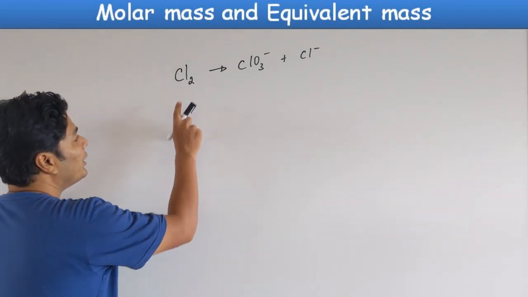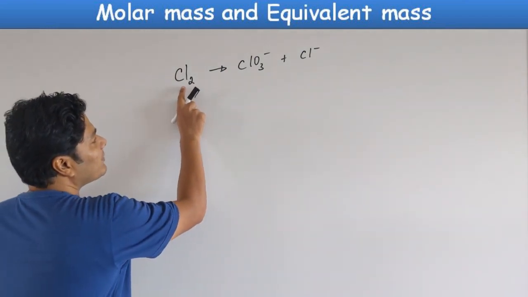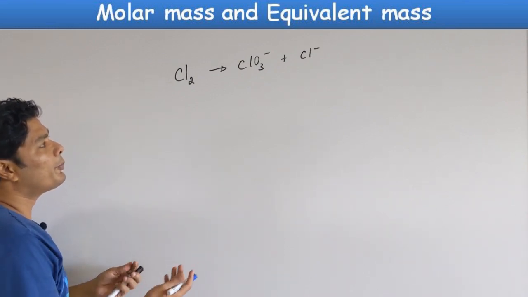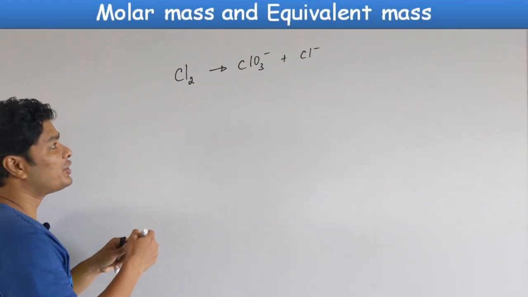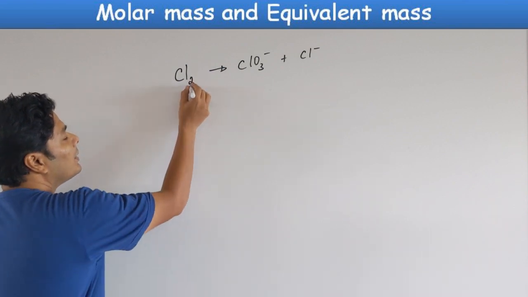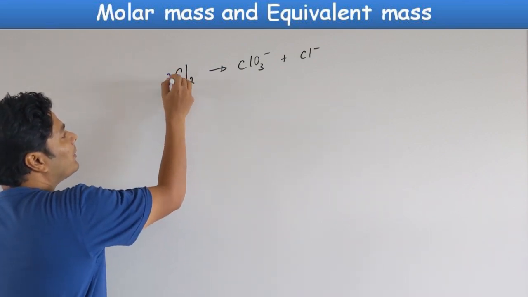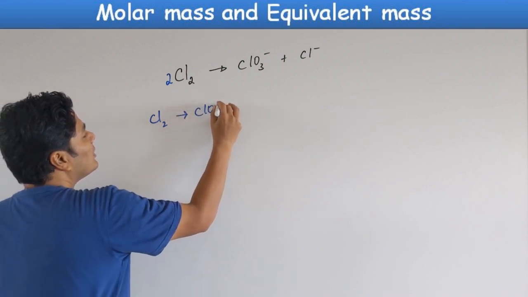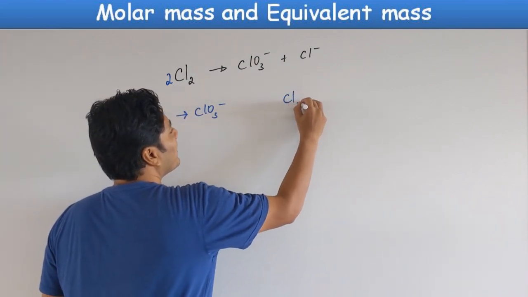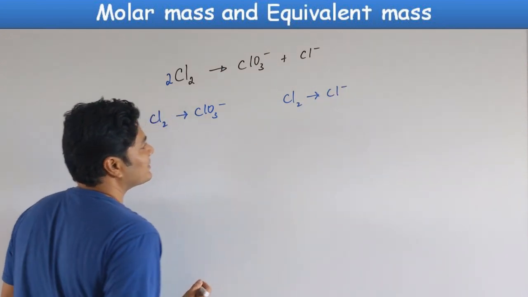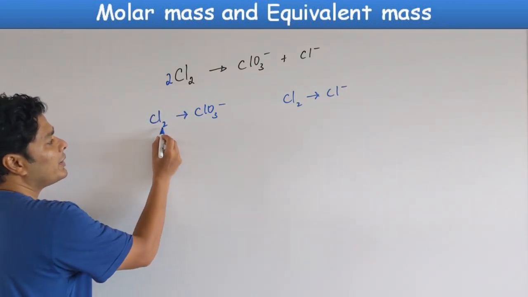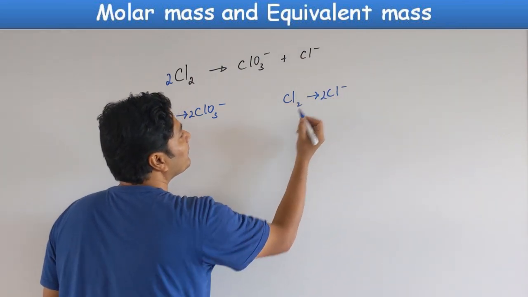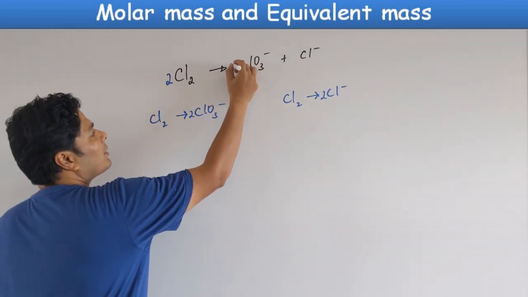Now let's look into it. You can say that there are 2 chlorine atoms here, one goes here, one goes here. There are multiple ways of doing this. By putting a number in the front, it's not going to change much. So here, let's take 2 of them. That way I can say Cl2 goes to ClO3 minus, Cl2 goes to Cl minus. Easier. So Cl2, there is 2 here, so I'll put 2 here. There is 2 here, I'll put 2 here. That makes it automatically 2.